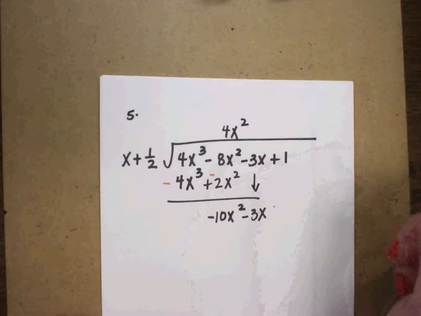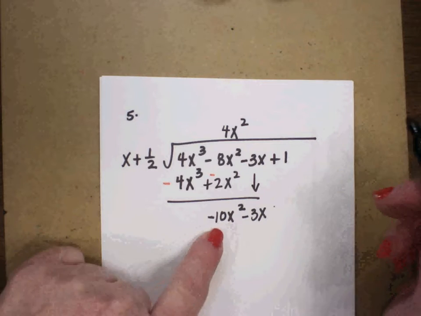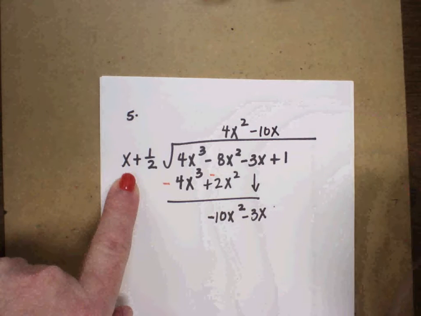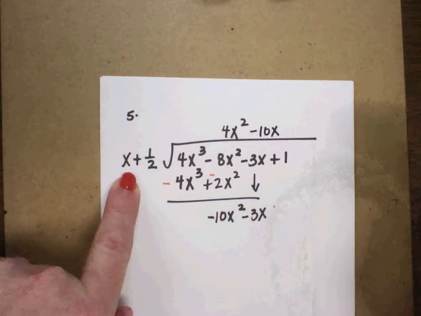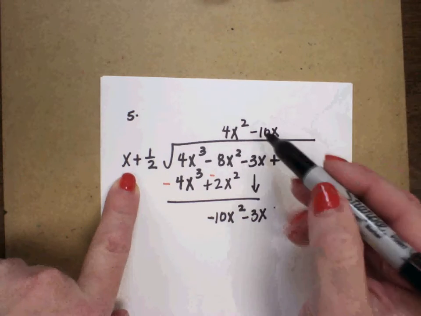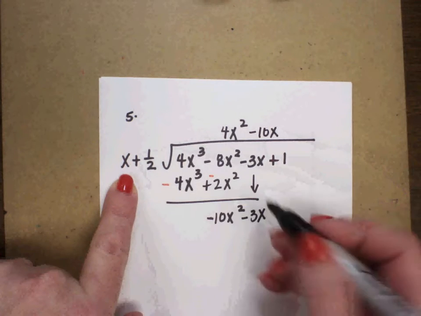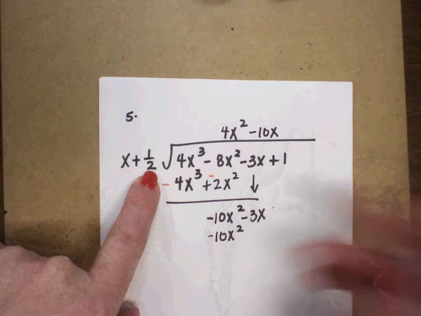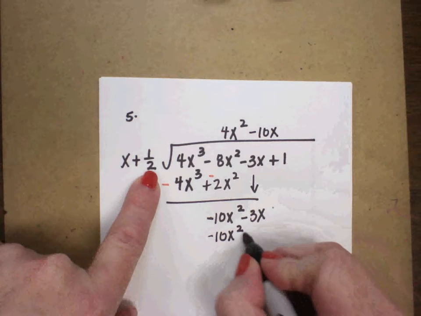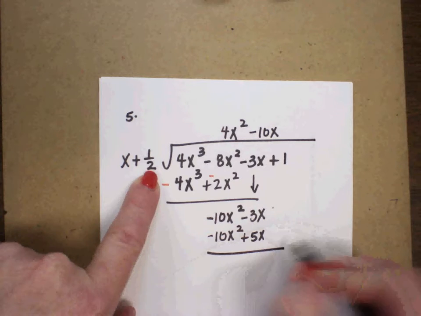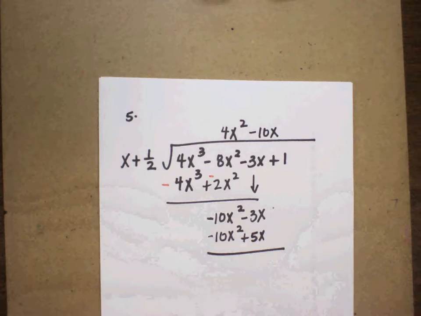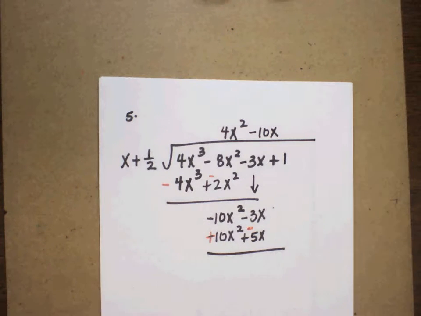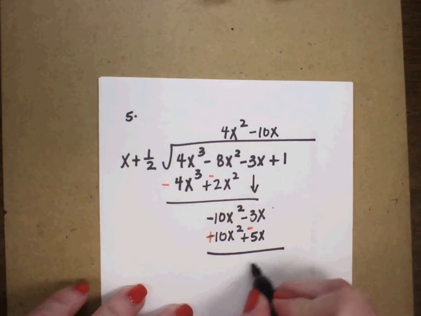All right. So to get rid of that minus 10x squared, I already have an x. That would be minus 10x. Minus 10x times x is negative 10x squared. And negative 10x times a half, half of 10x's would be 5x's. So multiplying by a half is really easy. So this would be positive and that would be negative. That is 0. Negative 3x and negative 5x would be negative 8x. Bring down the 1.